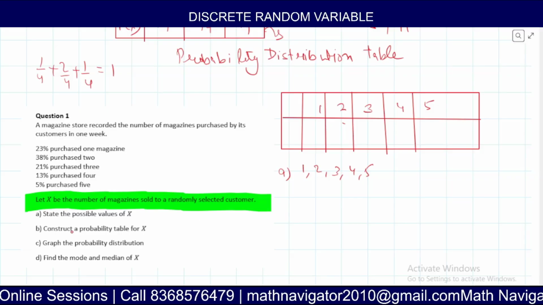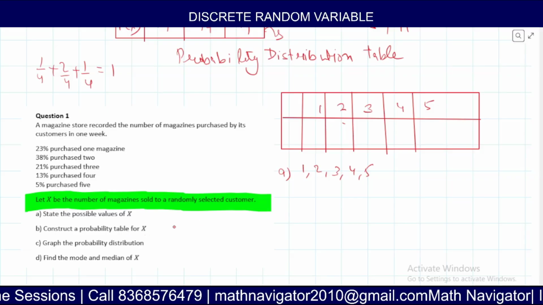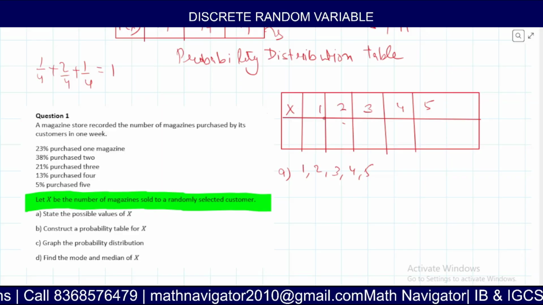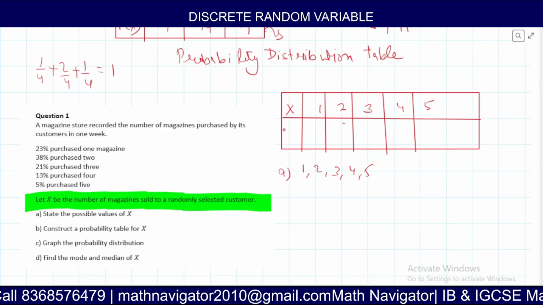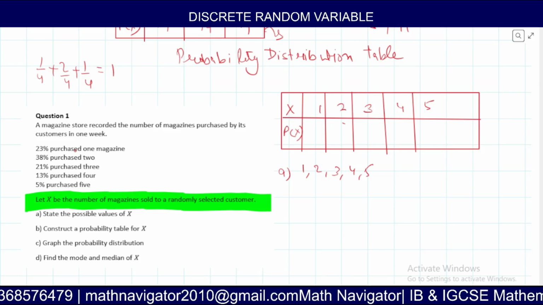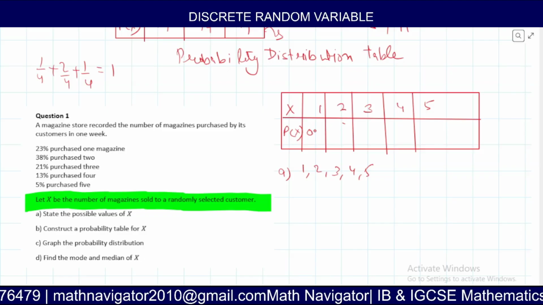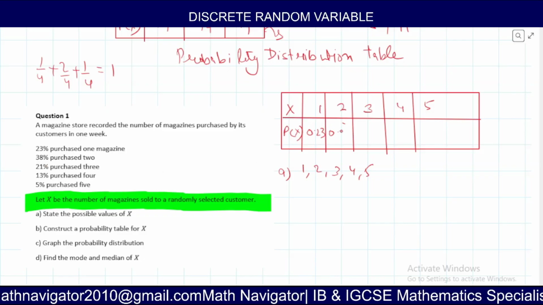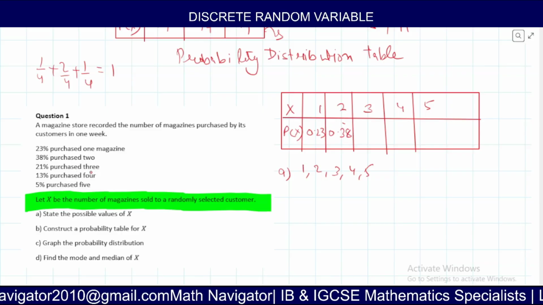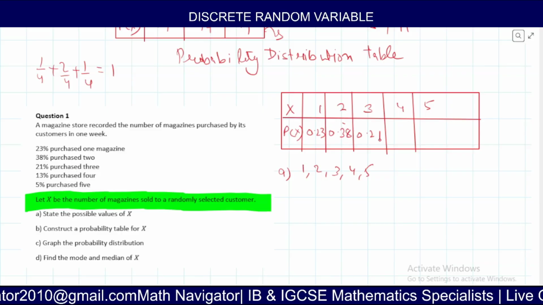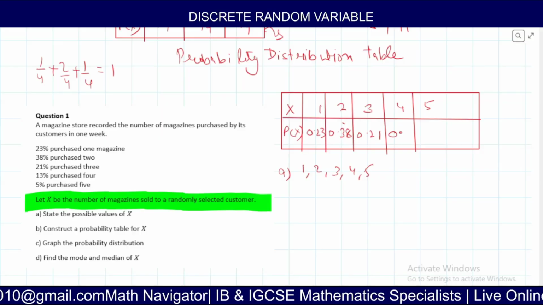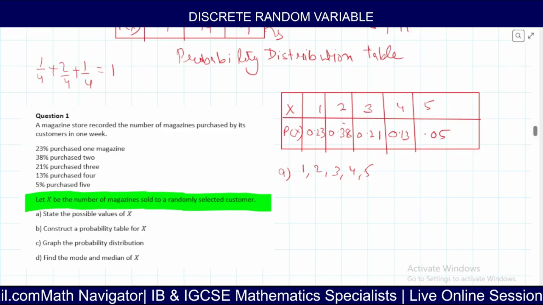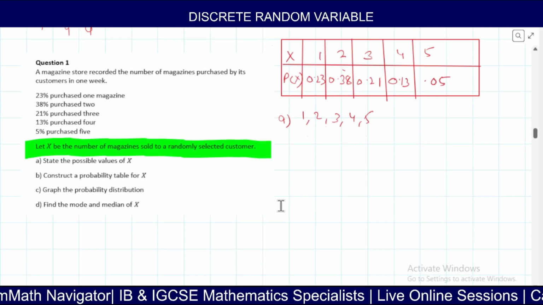So let's come to B part. Construct a probability table for x. What do we mean by probability table? This is the probability table. So x is equal to 1, 2, 3, 4, 5. Then probability of x: probability of 1 is 0.23, which means 23%, then 0.38, 21% is 0.21, 13% is 0.13, and 5% is 0.05. So construct a probability table, this is done.